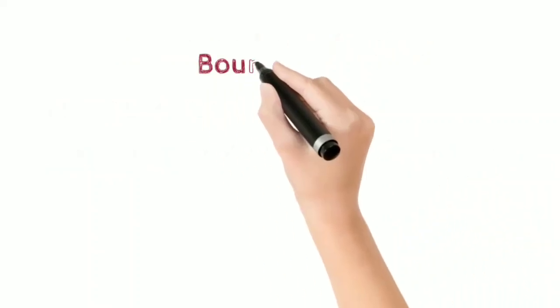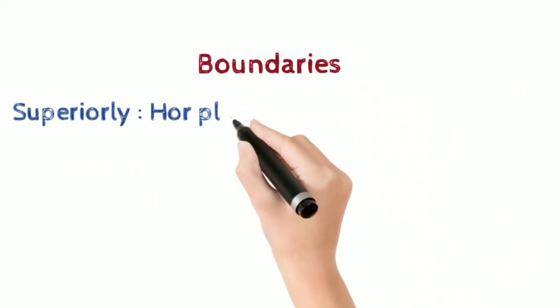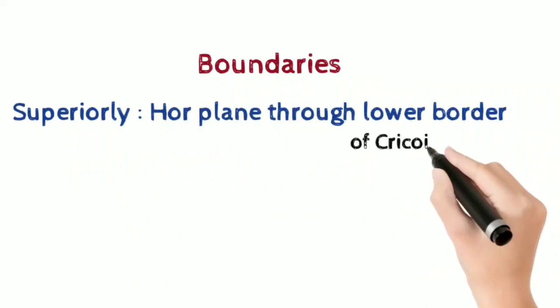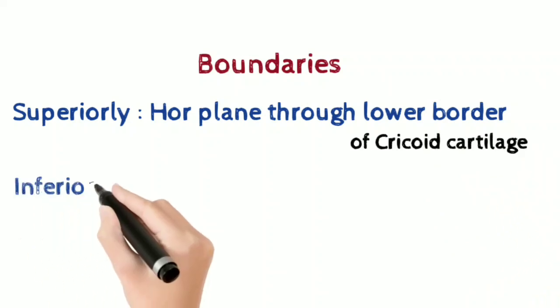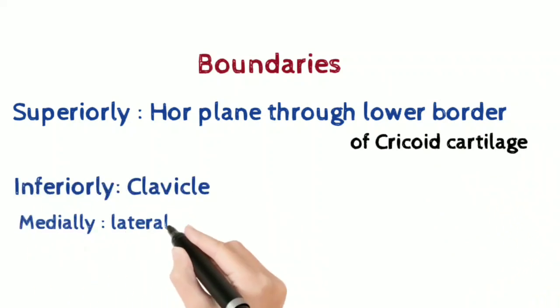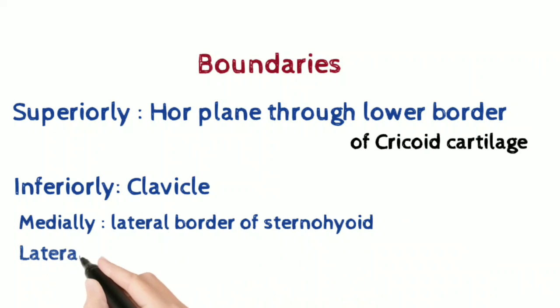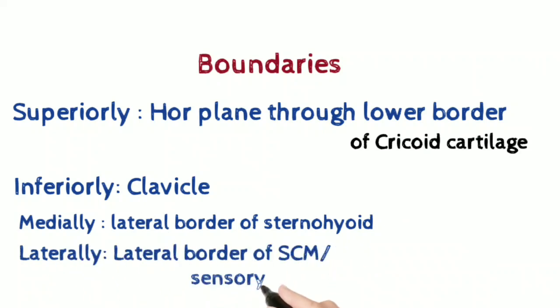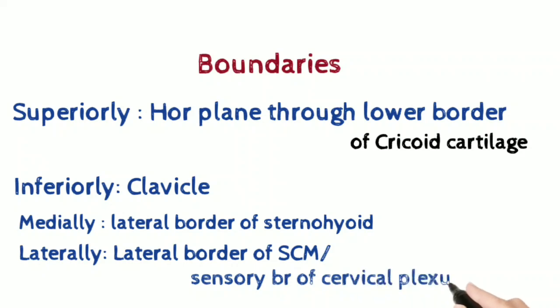Now let's look at the boundaries. Superiorly, it is bounded by a horizontal plane passing through the inferior border of the cricoid cartilage. Inferiorly by the clavicle, medially by the lateral border of sternohyoid muscle, and laterally by the lateral border of sternocleidomastoid or the sensory branches of the cervical plexus.